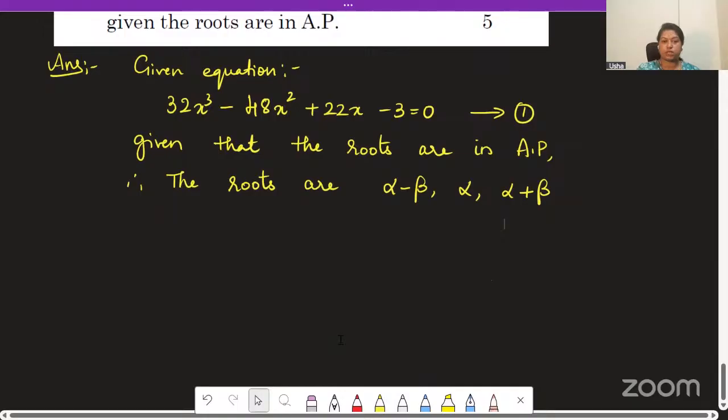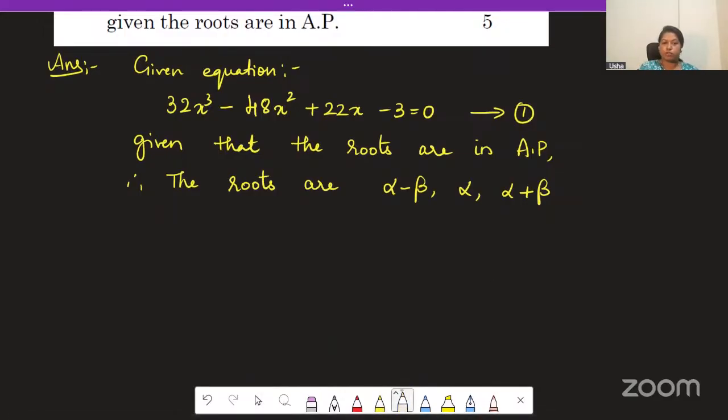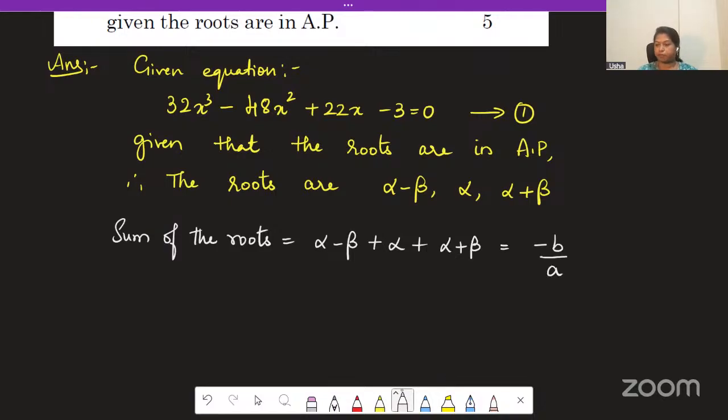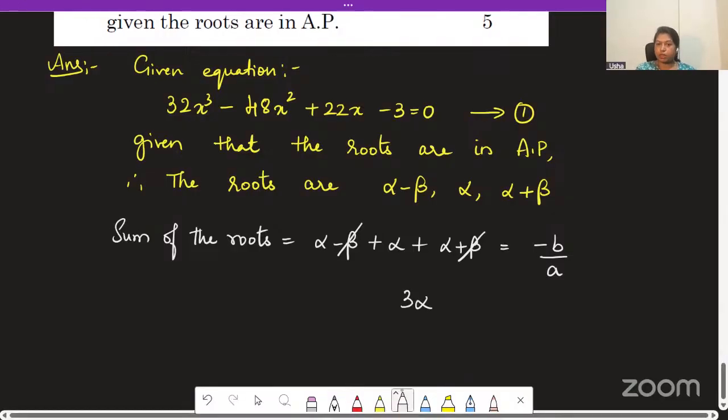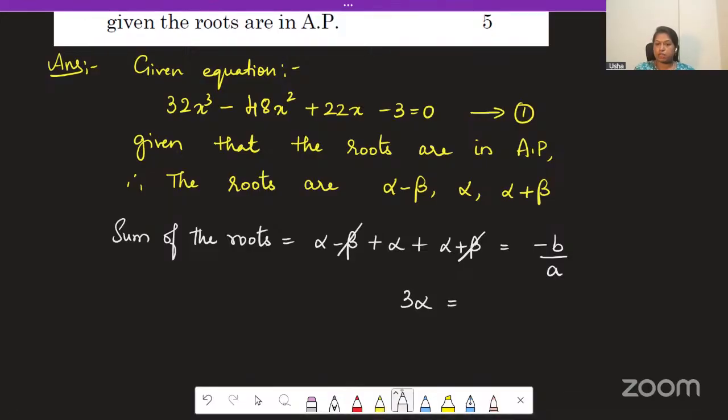Now what we have to do is first take the sum. What is the sum of the roots formula for a cubic equation? Sum of the roots is minus b by a, if you remember. This is one root plus alpha is the second root plus alpha plus beta is the third root, right? Sum of the roots is equal to minus b by a. Got it? Now minus beta plus beta gets cancelled. Alpha plus alpha plus alpha is 3 alpha. The purpose of taking it like this is itself to get this simplification. Okay, 3 alpha is equal to, what is minus b by a?